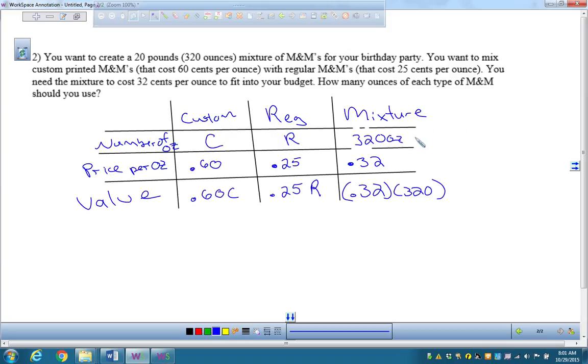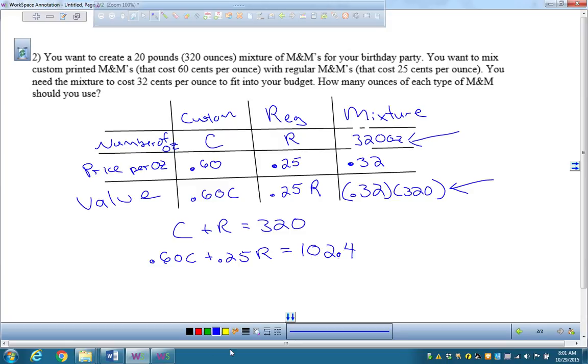So now you have two equations. You have one equation here, and you have another equation here. Okay? So let's write down our system of equations. C plus R equals 320. The next equation looks like 0.60C plus 0.25R equals this times this. You just do it on a calculator, and if you do it on a calculator, you get 102.4. Right?